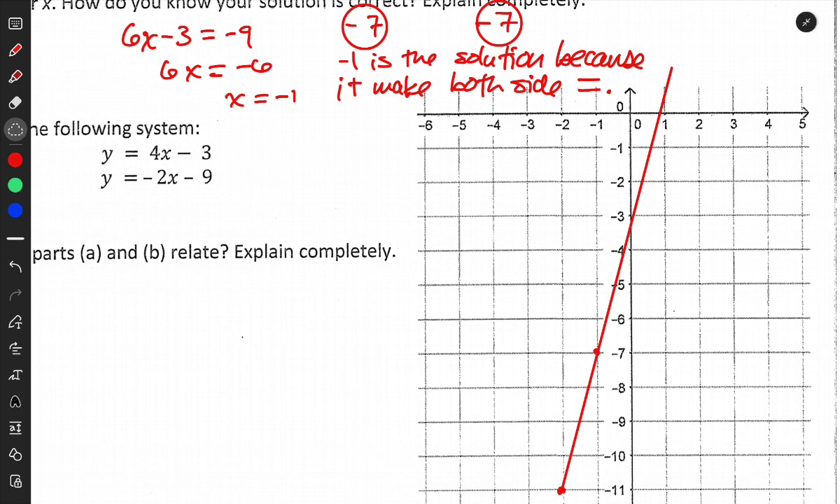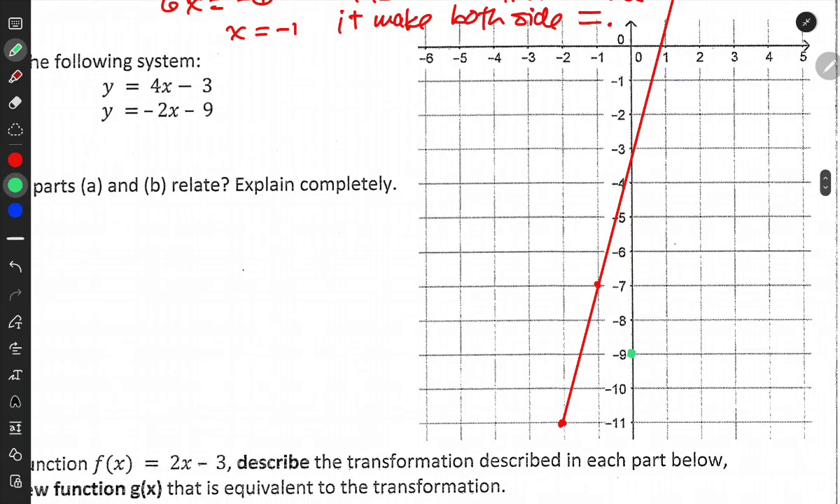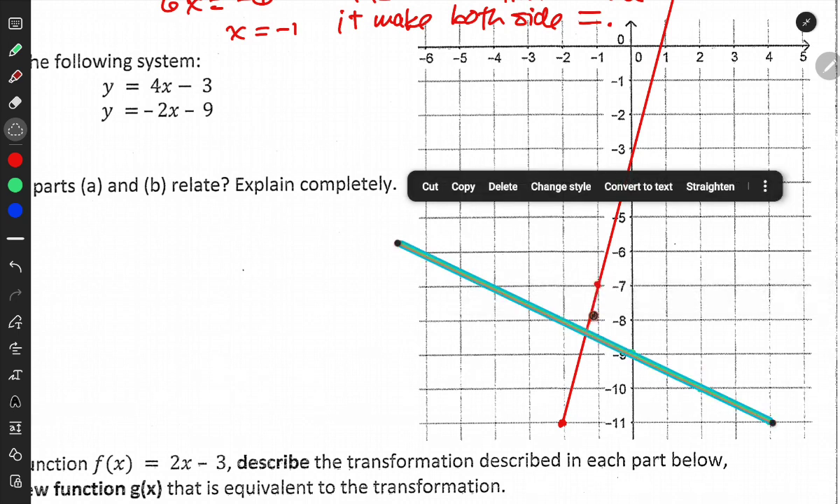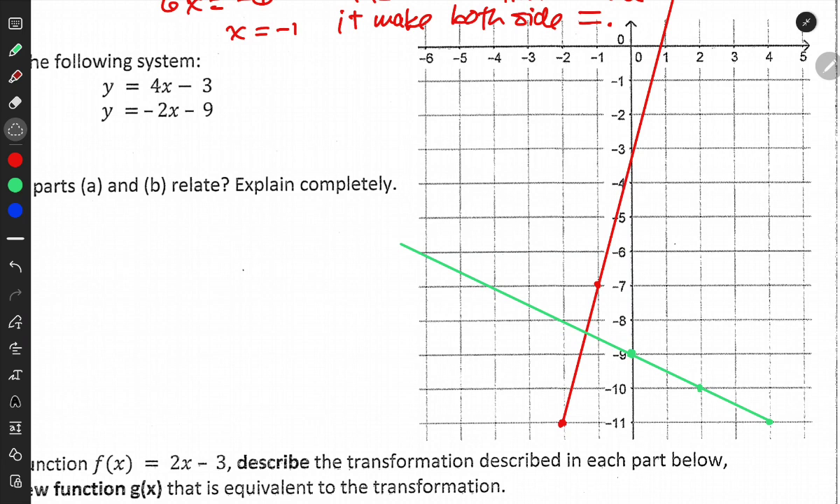The next line is y equals negative 2x minus 9. So I'm going through negative 9. I'll use green here. Got it. And my slope is down 2 over 1. Down 2 over 1. Down 2 over 1. So let me try and draw a better line this time. So here's a line. And then same thing, I'm going to grab that line and extend it. You would not do it this way. You've got a ruler.